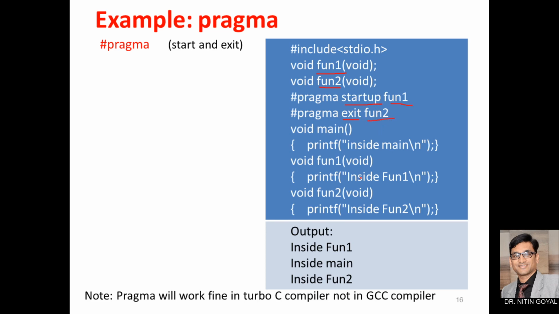Now if you try to run it, it will first execute the startup, in which the first startup is written. Fun1 is with the first startup, so fun1 will get executed. In fun1 it is written as inside fun1, so inside fun1 will get printed. Then it will move to the main program, in which inside main is printed. Then it will go to the exit case, that is of fun2, where inside fun2 is written, so fun2 will get executed.